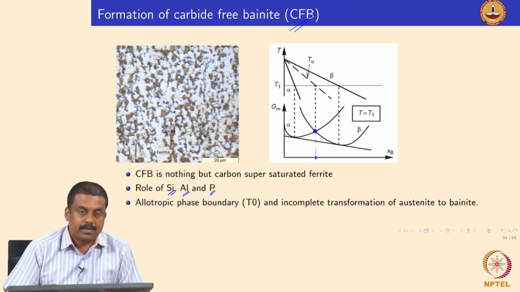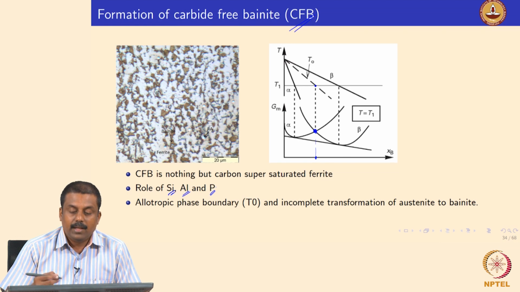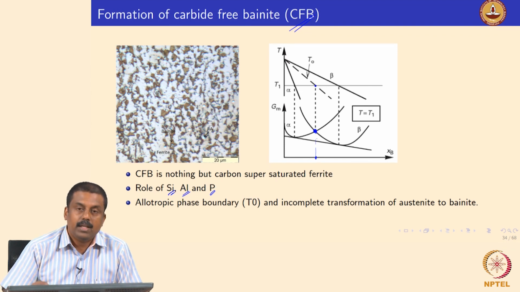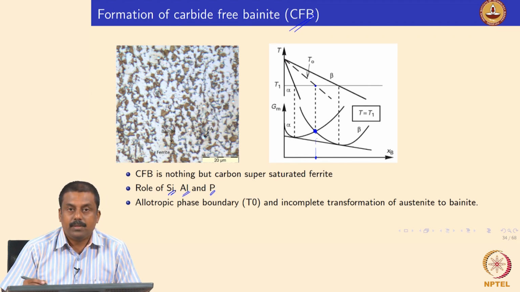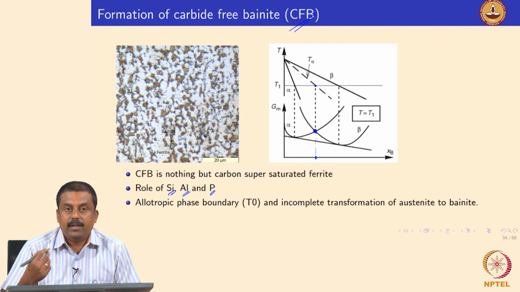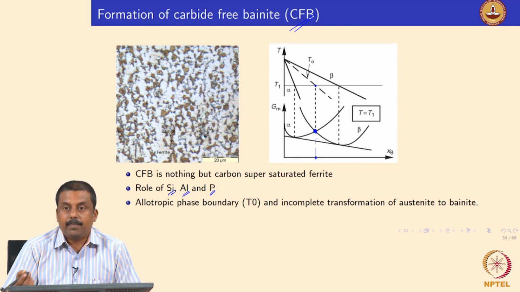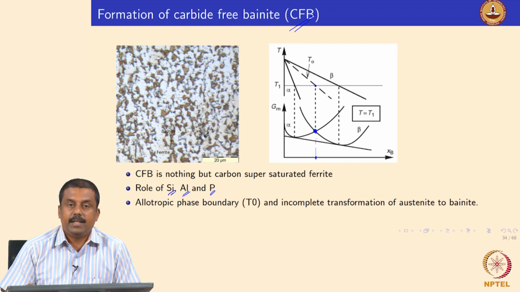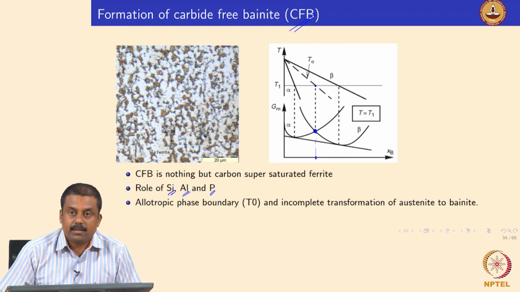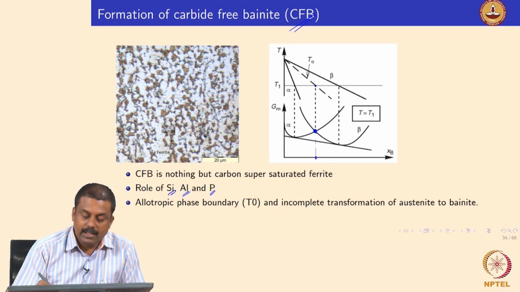Because of the suppression of cementite, you can enrich the austenite. The carbon concentration of austenite reaches the T0 carbon concentration, and your austenite cannot transform to bainite or any diffusional transformation. So only diffusionless transformation is possible. But because of the Mf temperature decrease, you would stabilize retained austenite at room temperature. So all these three are important.